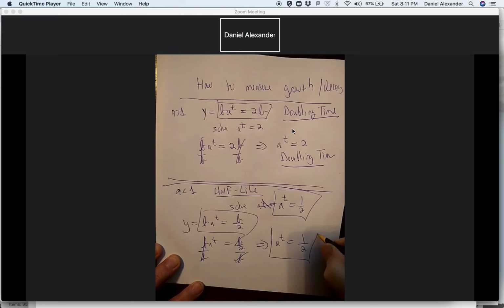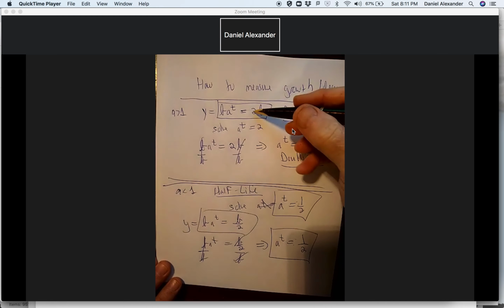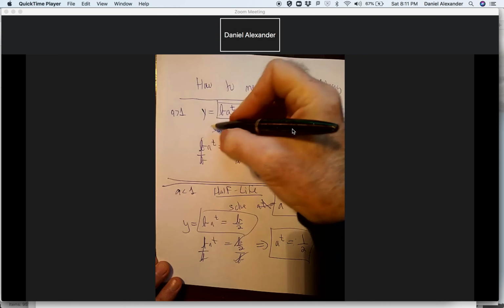I just want to point out that those are the big equations. For half-life, things are cut in half. That's doubling time, this equation right here.